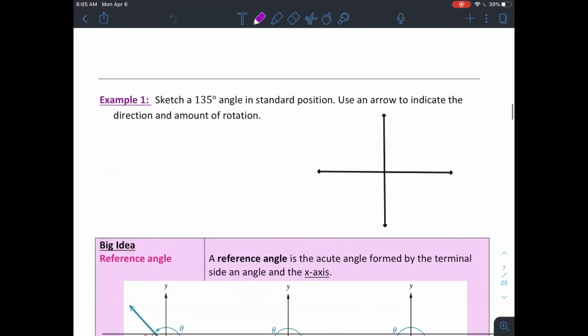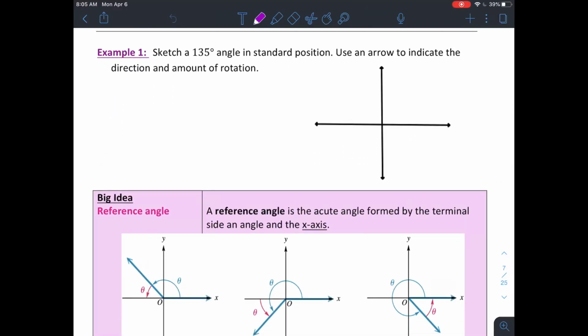We are going to look at trig function values for angles that are not acute. So say we have a 135-degree angle. The first thing that you're going to want to do for these is sketch your angle in the coordinate plane. Remember, when you sketch, it's handy to label your quadrant boundaries. So 135 is smack dab in the middle of 90 and 180.